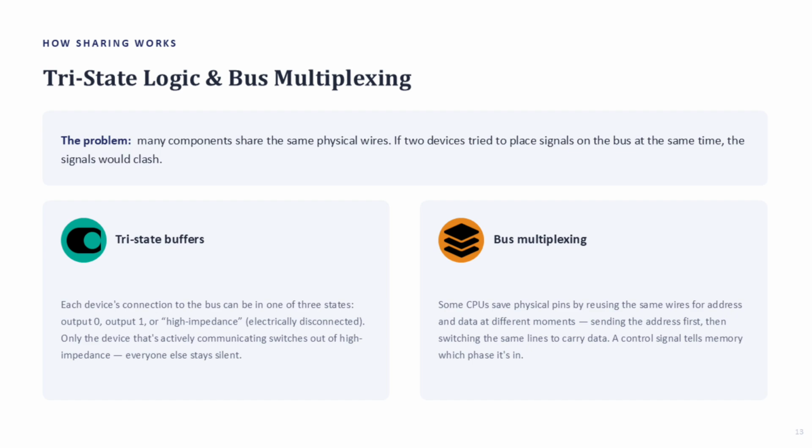So, this slide introduces two important engineering techniques. Tri-state logic prevents signal conflicts by allowing only one device to actively use the bus at a time. Bus multiplexing allows the same physical wires to carry different kinds of information at different moments. Now, this raises another important question. If only one device can use the bus at a time, who decides whose turn it is? That's exactly what we will study next.